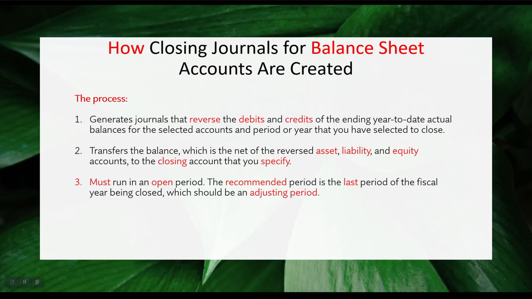After running the create balance sheet closing journals process in the last day of your fiscal year adjustment period, you have to do two things. Open the first period of the next fiscal year by running the open period process, and reverse and post the balance sheet closing journals to repopulate the balance sheet accounts.